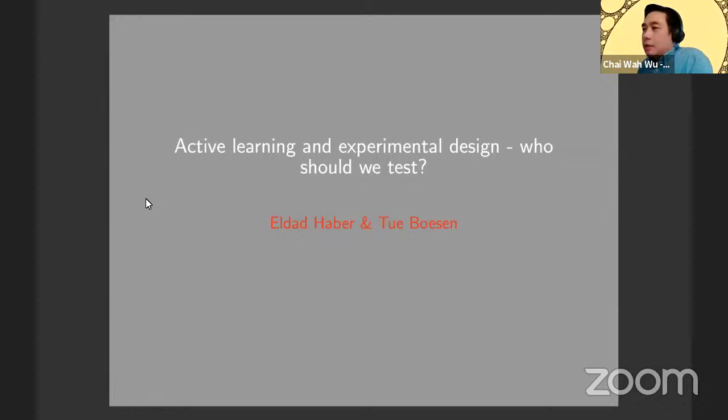Our next speaker is Professor Eldad Haber from the University of British Columbia, and he's going to tell us about active learning and optimal experimental design.